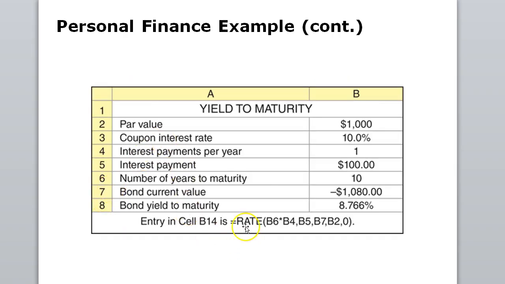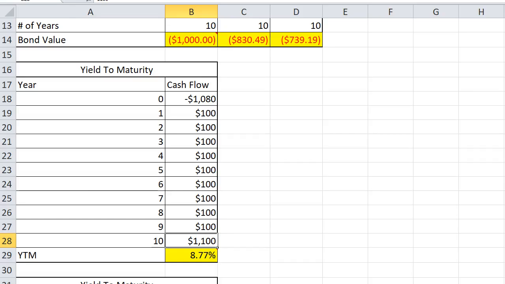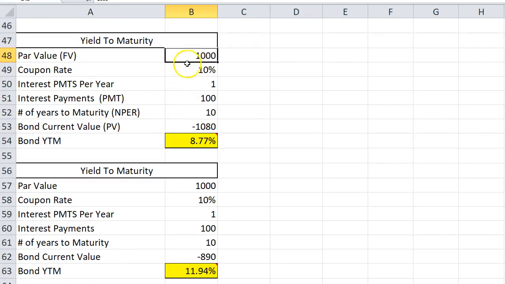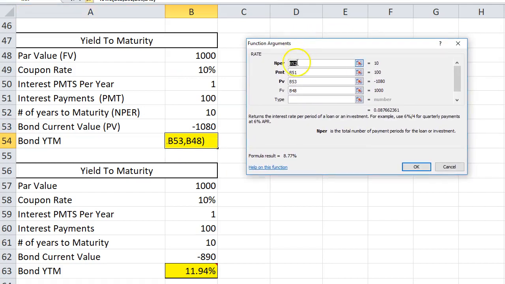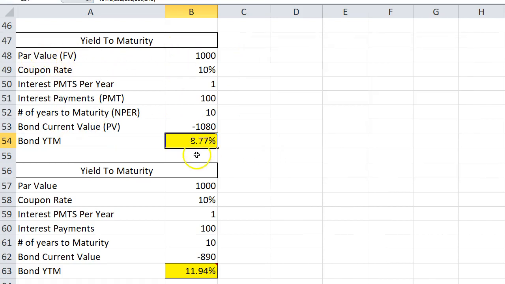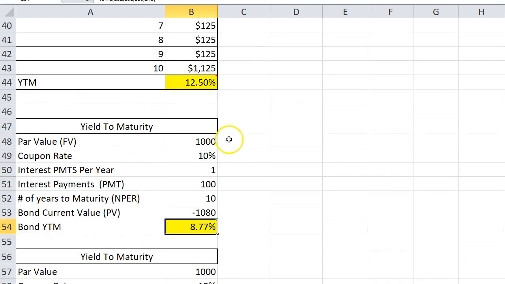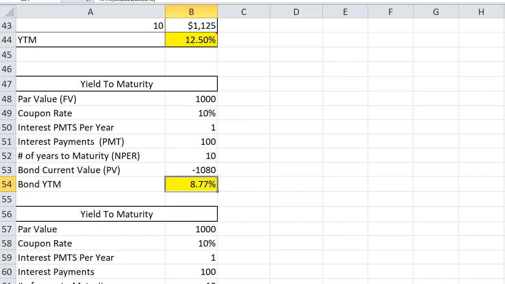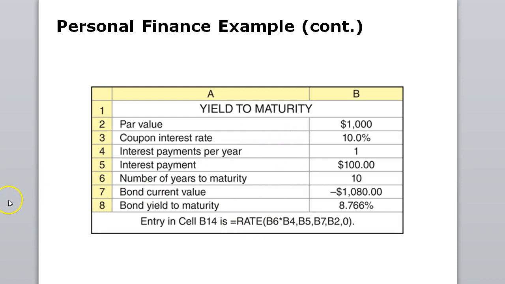Now, we can also use the rate function to help calculate the yield to maturity. If we have the same information as up here, but expressed as a $1,000 bond with a 10% coupon, where the current bond price is $1,080, we could use the rate function. We input the NPER, the payment, the present value, which is the current bond price, and the future value, which is the par value. If we make these entries in the rate function, we can also get the bond yield to maturity. So we could do the internal rate of return on the cash flows, or the rate function to calculate the rate based on the inputs of the bond.